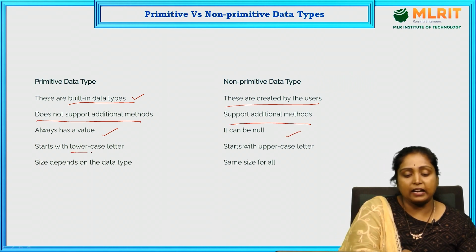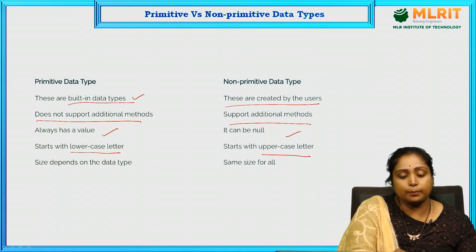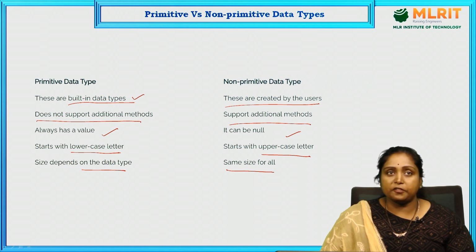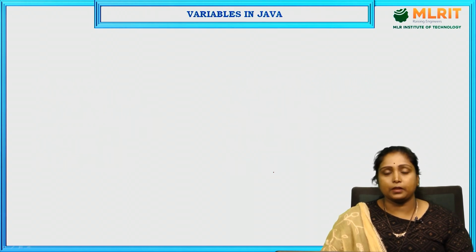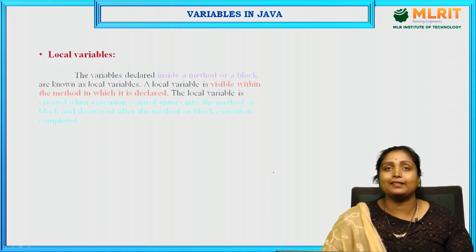Okay, and it starts with a lowercase letter, and it starts with the uppercase letter, and the size depends on the data type. And the same, size: five differences between the primitive data type and the non-primitive data type. Coming to the variables, what are the variables you have? There are 4 types of variables in Java.